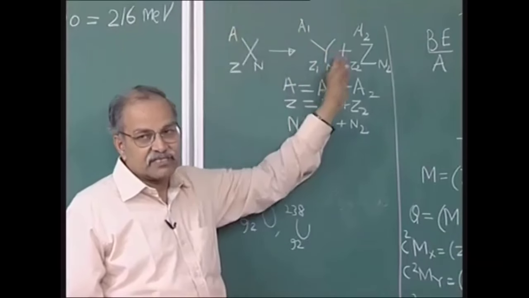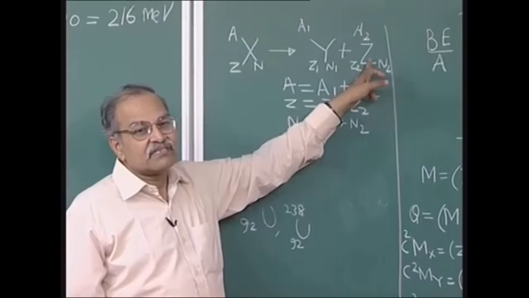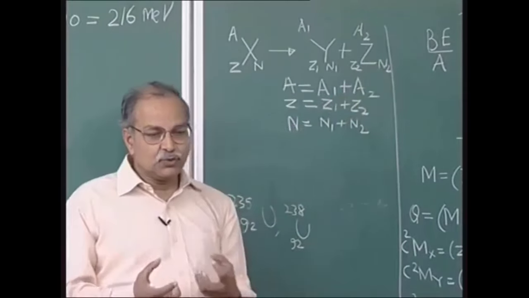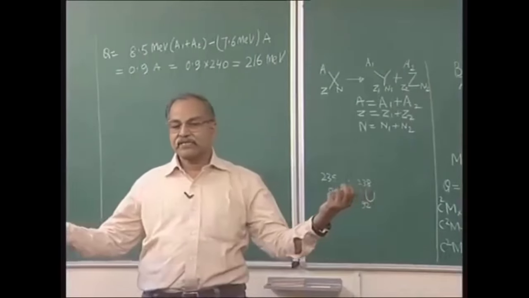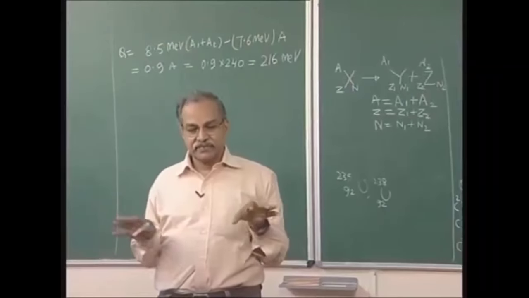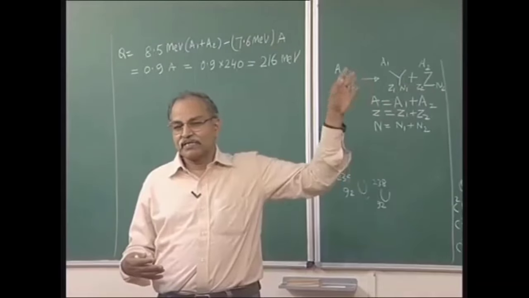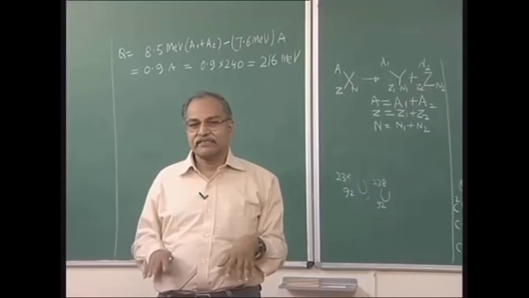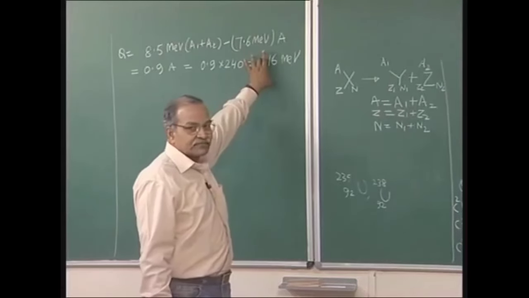This reaction is a fission reaction, and these two product nuclei are called fission fragments. When these two are created, they move in opposite directions with certain kinetic energy, and most of that 216 MeV is in that kinetic energy. Some more things come out, gamma rays, neutrons, and so on, which carry kinetic energy. We will talk about this later. So, this much energy is released.